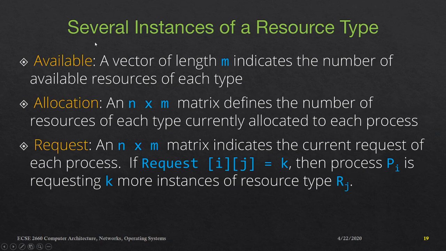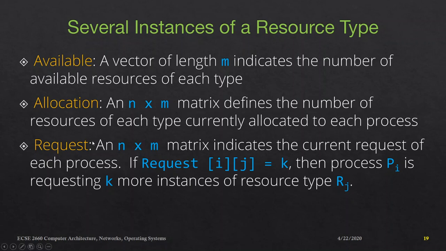Now the more general case is several instances of a resource type. In this case, the algorithm is going to be a little bit more complex. We are going to have to maintain vectors and matrices of processes and requests. So let's work through some examples to get a good idea about the detection algorithm. Before we get into the numbers, let's define certain vectors and matrices that we will need to help us work through the algorithm.